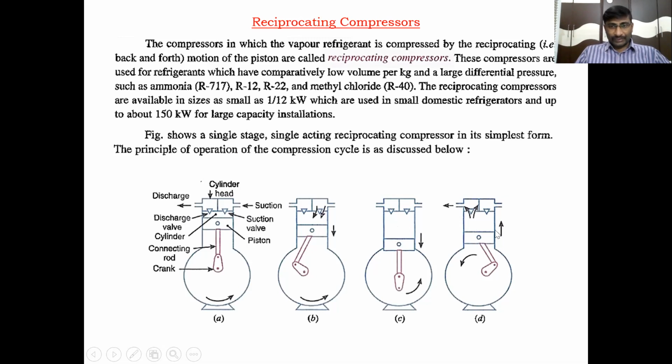Then the compression stroke starts. At the end of compression, the pressure in the cylinder is more than the discharge pressure, that is the condenser pressure. Whenever the pressure difference is created between the cylinder and the condenser, the discharge valve opens. When the discharge valve opens, the compressed refrigerant will be delivered to the condenser through the discharge valve. So suction, compression, and discharge occur in the reciprocating compressors.